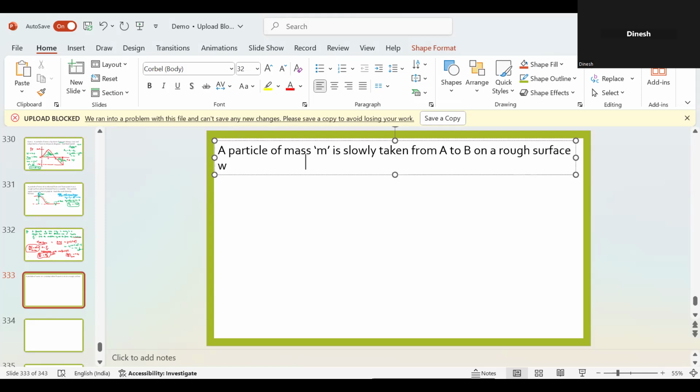Okay, you are learning this. Your frictional coefficient is mu. I will write the symbol later. Find the work done by applied force.